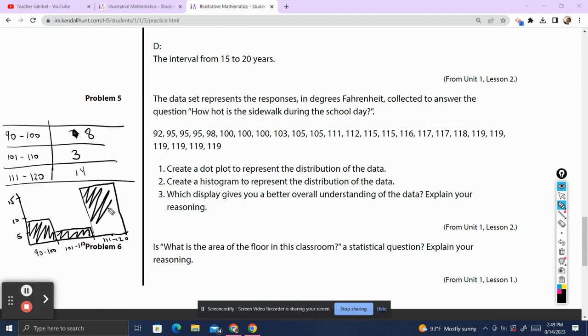Now you can change your bin sizes if you'd like to get a little bit better picture of where the data is. But in this case, I'm just trying to compare the distributions. So I made my histogram over here. Now it's time for the dot plot.